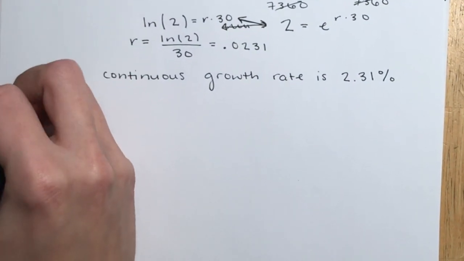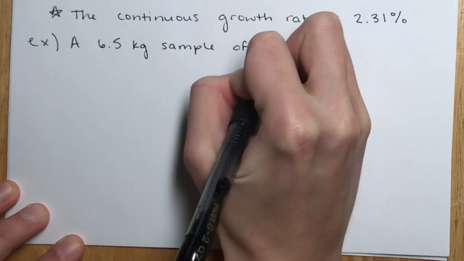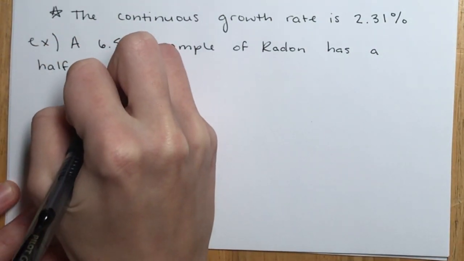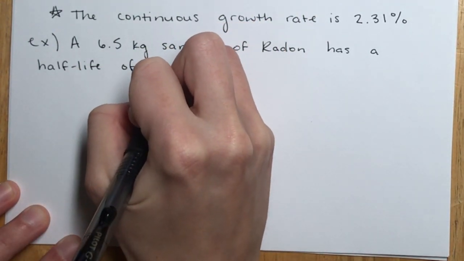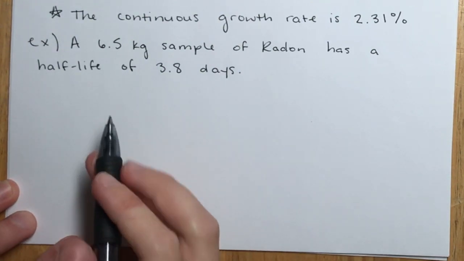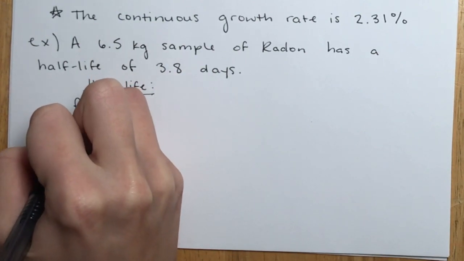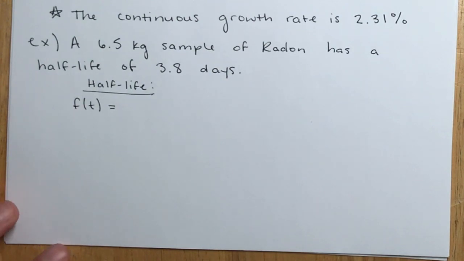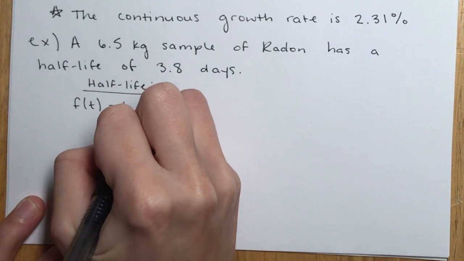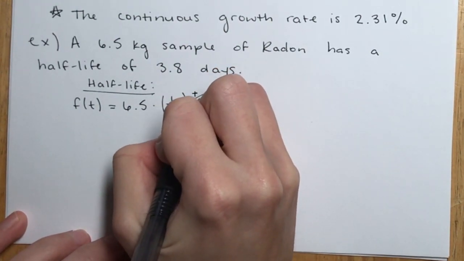Okay. A 6.5 kilogram sample of radon has a half-life of 3.8 days. Let's model this situation both ways. So, using our half-life formula, again, this one looks just like the doubling time formula, but we use 1/2 instead, right? So we're initially starting with how much? Our initial amount is 6.5 times, again, we have that 1/2 to the t divided by half-life. Our half-life here is 3.8.